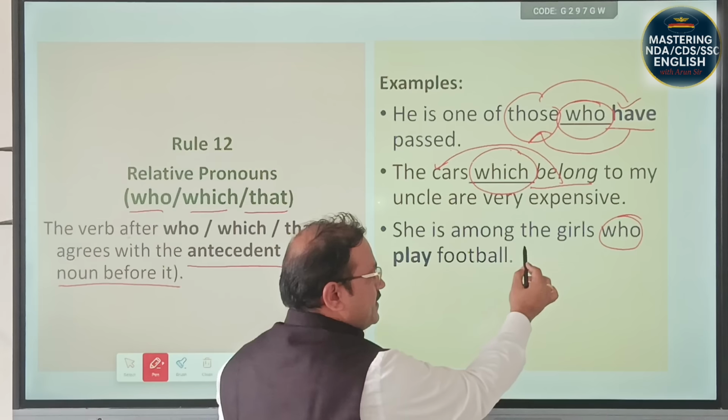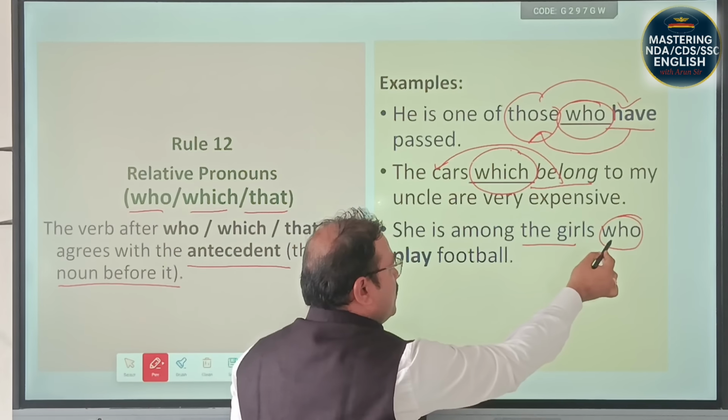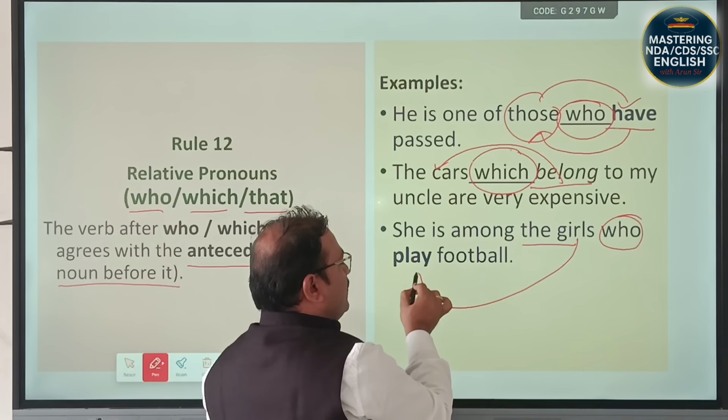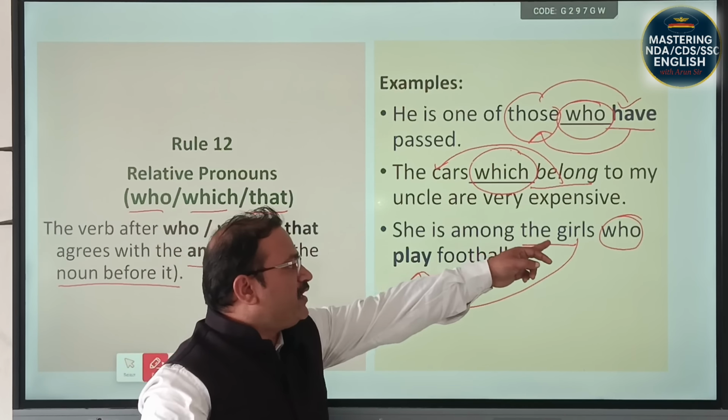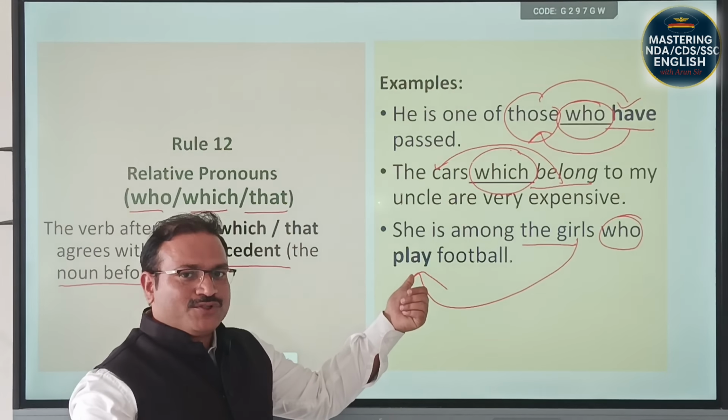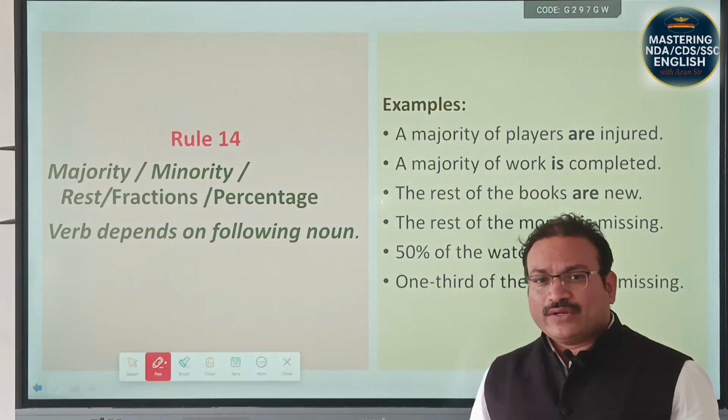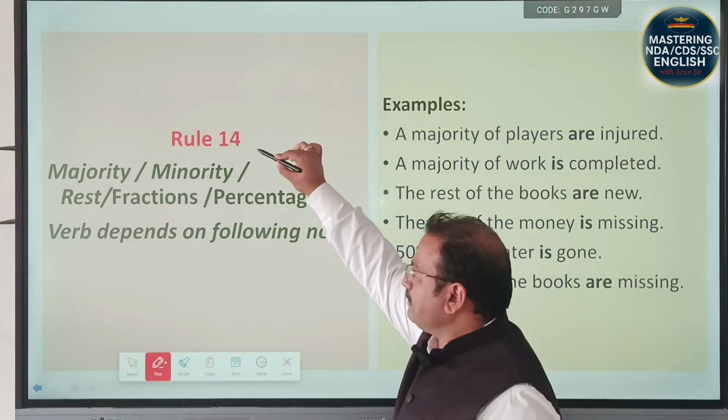So the word girls coming just before who will decide the number of the verb play. Girls is plural, so the verb play is also plural here. Look at rule number 14.